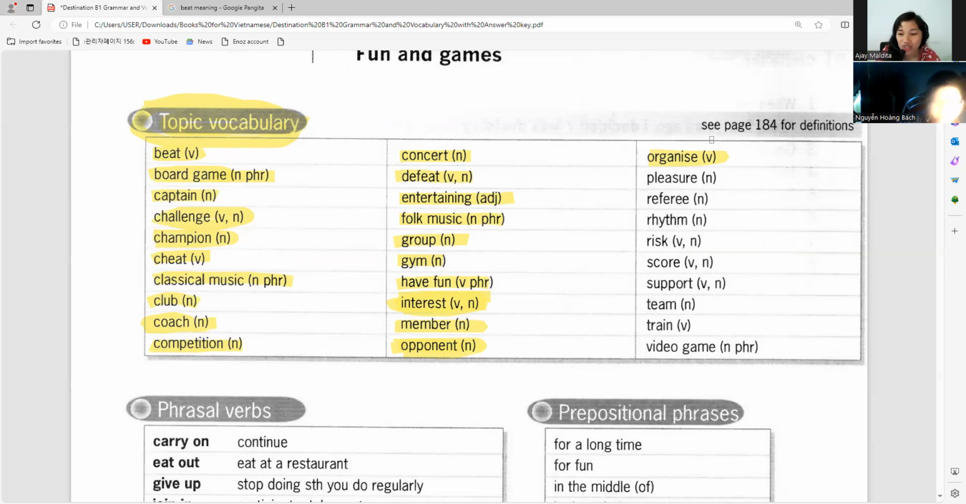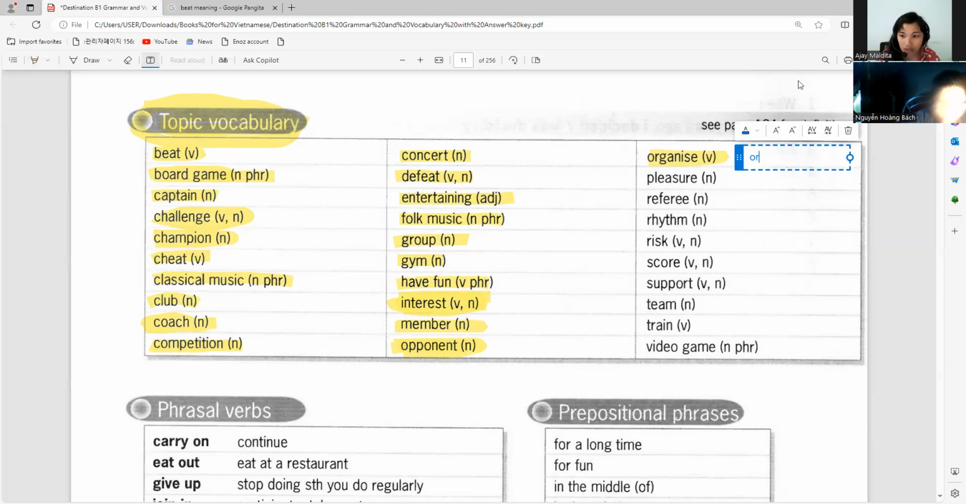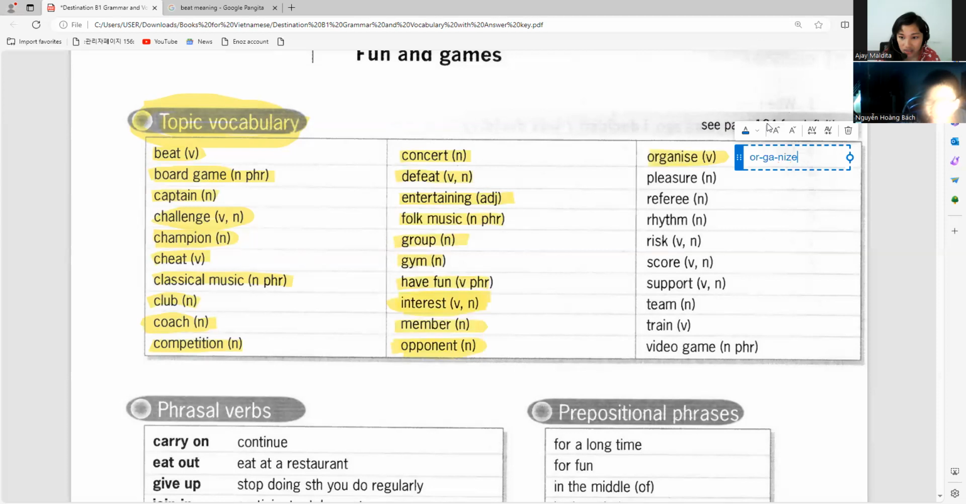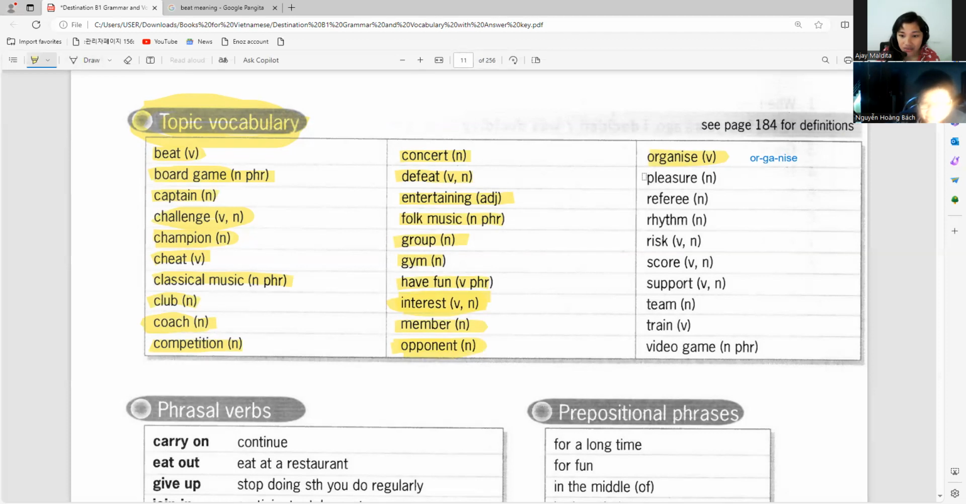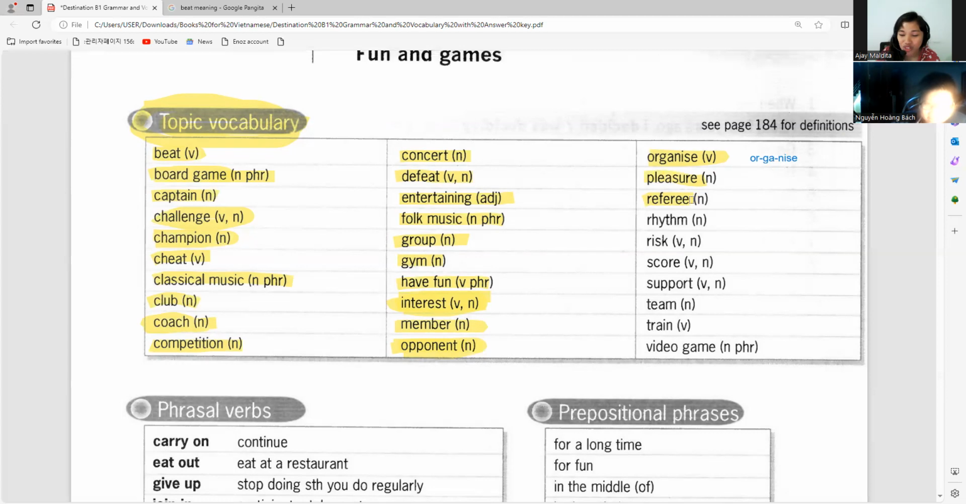Oh, how to... Antagonist. Oh, what's that? One more time. You say organize. Let's read the syllables. Organize. Orga. Okay, one more time. Organize. Okay, so you will say Z. Organize. Yes. Okay, next word is? Please, oh, you say pleasure. It's my pleasure. This one is referee. Yeah, one more time. Make it faster. That's right. This one, rhythm.